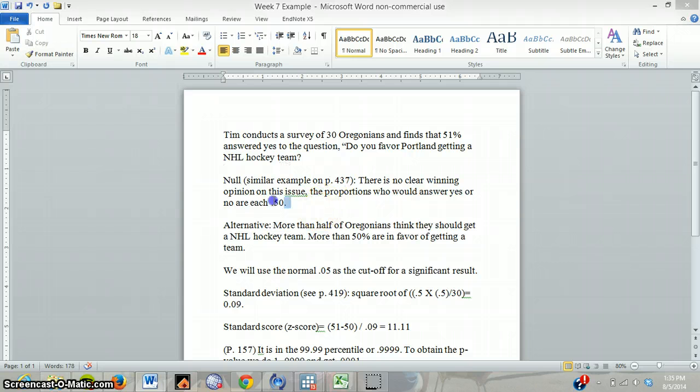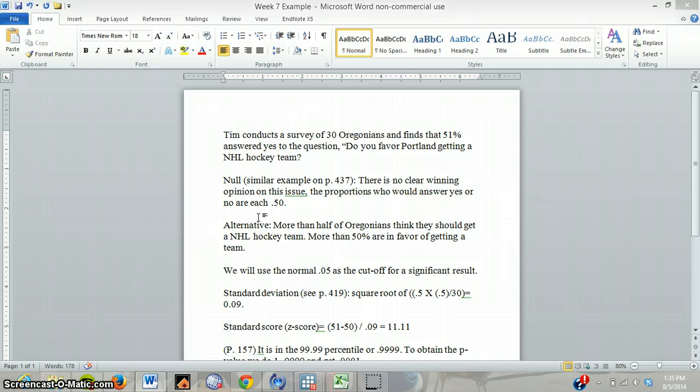So our null hypothesis is that there's no clear winning opinion on this issue. The proportions who would answer yes or no are each 50%. So 50% said yes, 50% said no. That's the null hypothesis. It says there is no opinion either way on whether the state wants a hockey team.